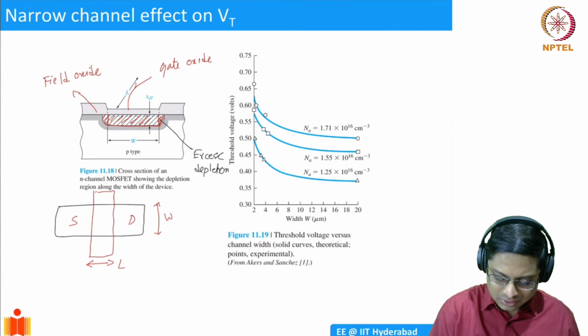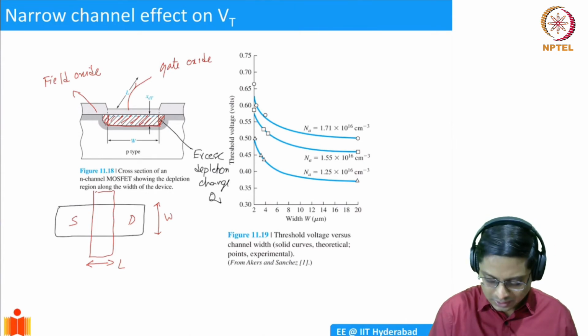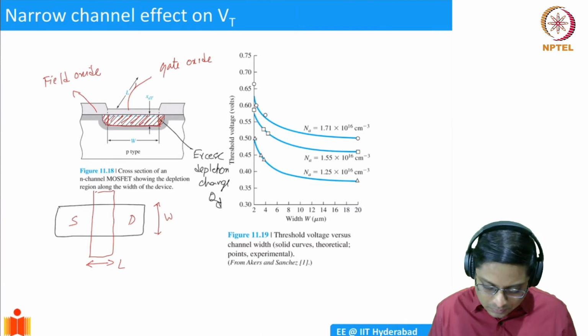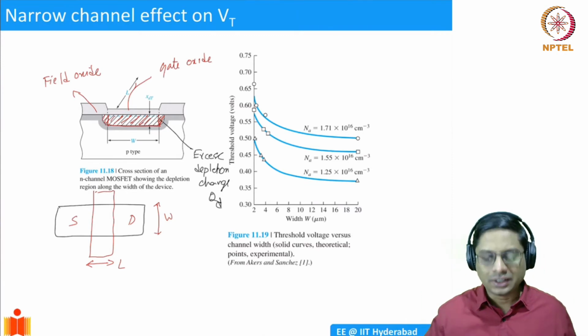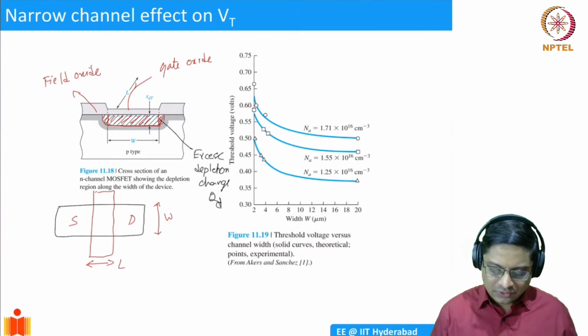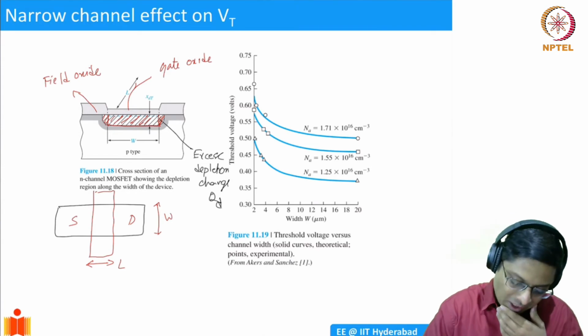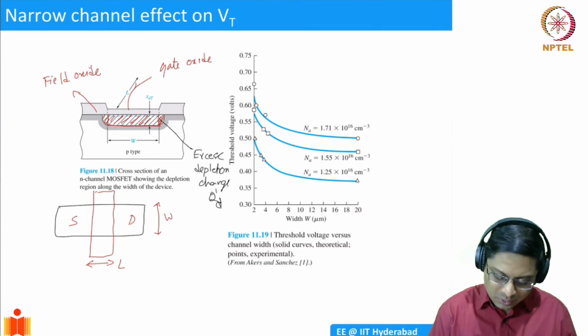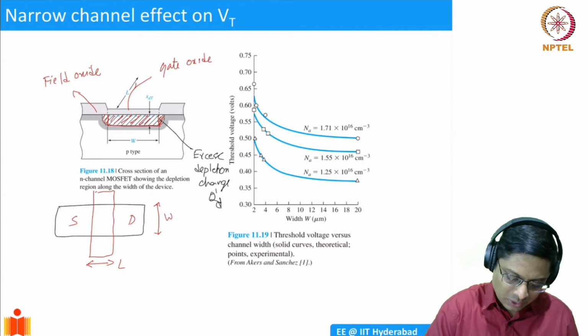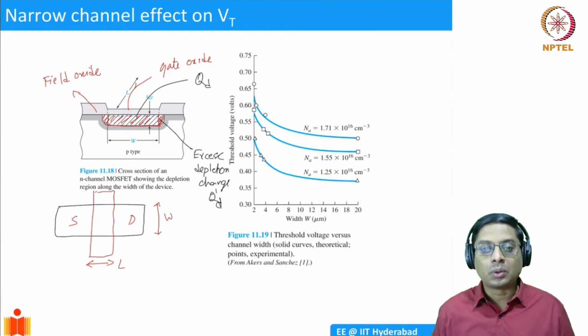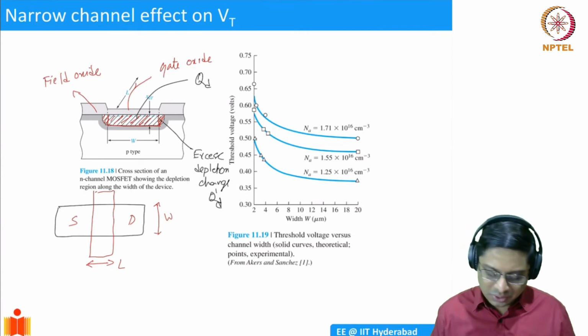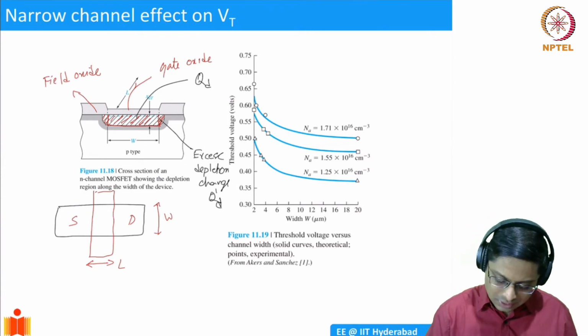QD, depletion charge. Okay, this is excess depletion charge. So when your channel is wide, the fraction, let me call it QD prime. The QD is basically the depletion charge under the oxide. So what is the total amount of charge that you have? You should have total QD, or total depletion charge.